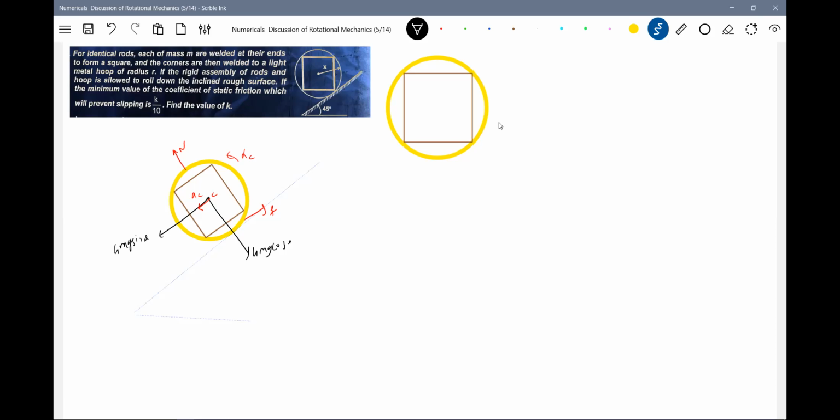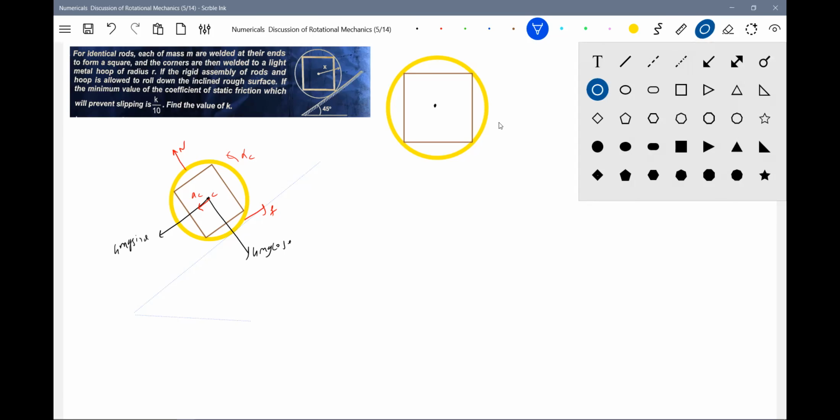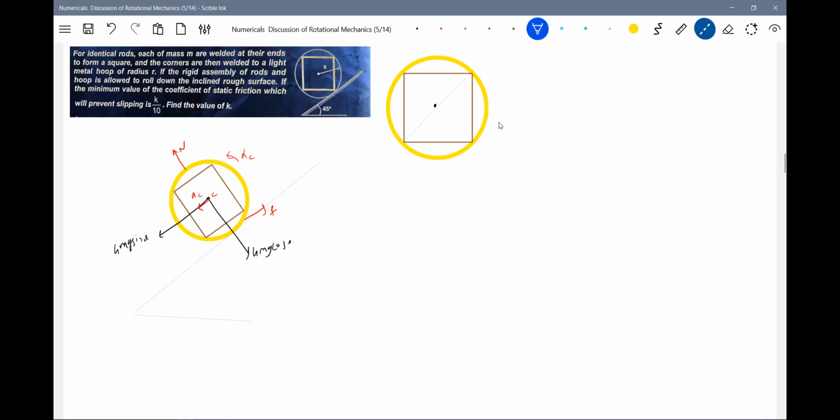First, we'll get the moment of inertia. I think that's the only difficult thing; everything else you can manage in the problem. Only getting the moment of inertia is hard. So let this be the, what is the radius? Radius is R.